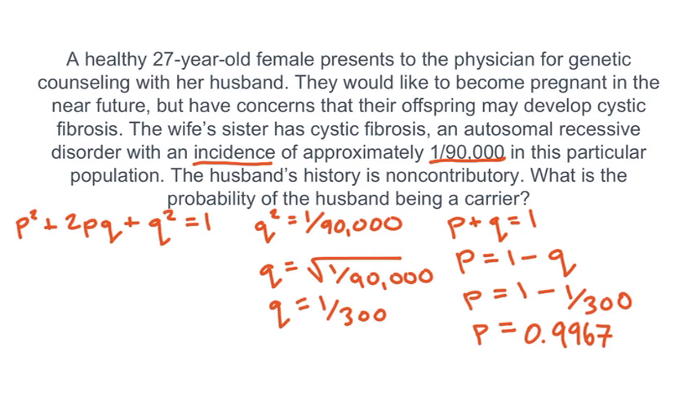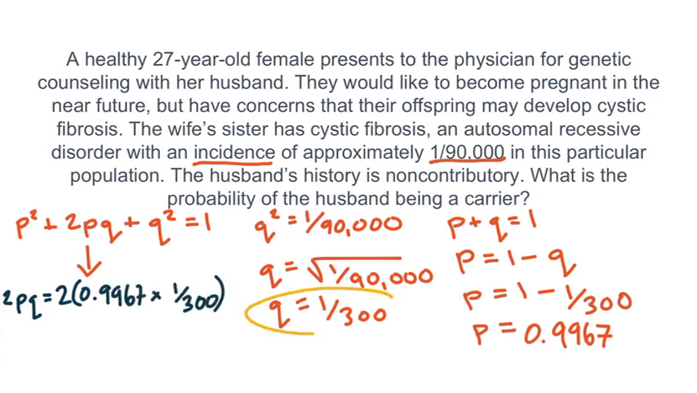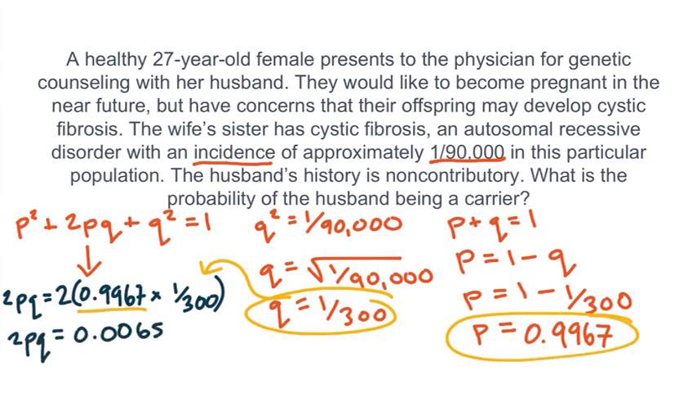0.9967. Now that we know P and Q, we can multiply these by 2 to get 2 times P times Q. So you can see that I plugged in Q right here and P right here. So the probability of the husband being a carrier is 0.006587.